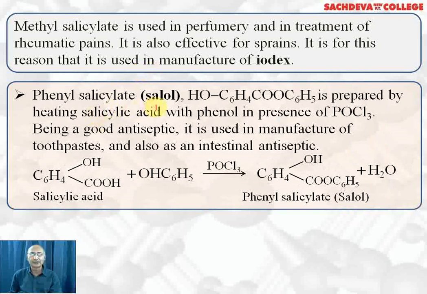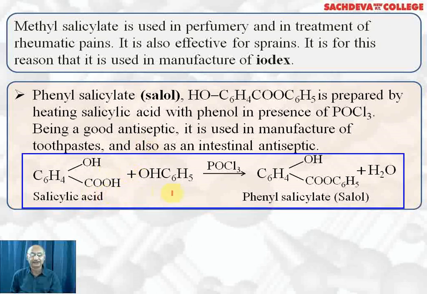Phenyl salicylate, commonly called Salol, is prepared by heating salicylic acid with phenol in the presence of phosphorus oxychloride. Being a good antiseptic, it is used in manufacture of toothpastes and also as an intestinal antiseptic. So salicylic acid reacts with phenol in the presence of phosphorus oxychloride, and here we get an ester, phenyl salicylate, which is called Salol.